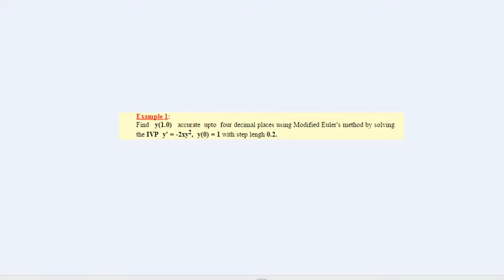Find y(1.0) accurate up to 4 decimal places using the modified Euler's method by solving the IVP y' = -2xy², y(0) = 1, with step length 0.2. We have to be careful that our answer should be accurate up to 4 decimal places. So our given equation is this and the step length is 0.2. So let's start.